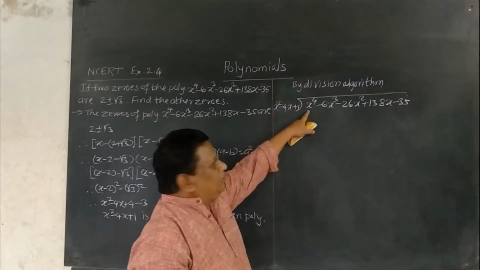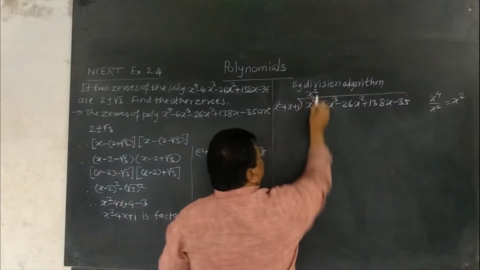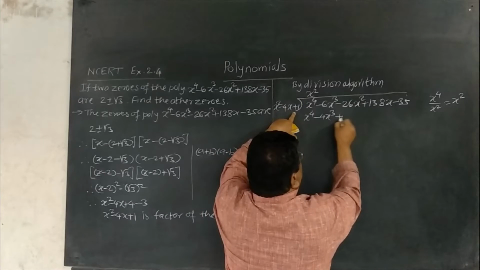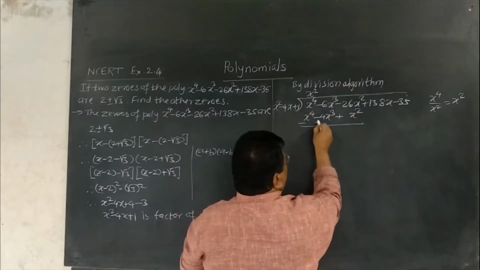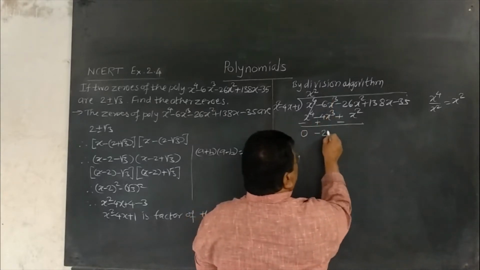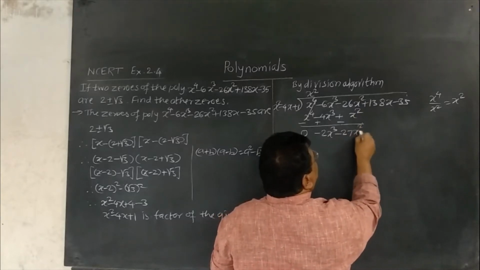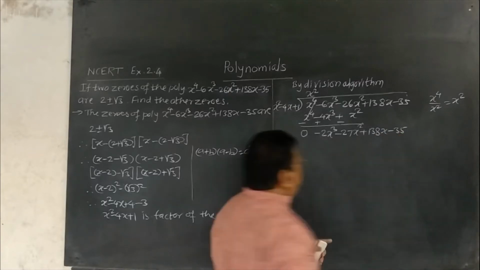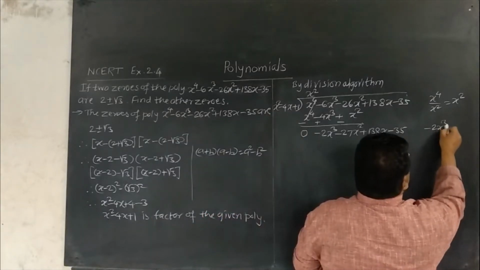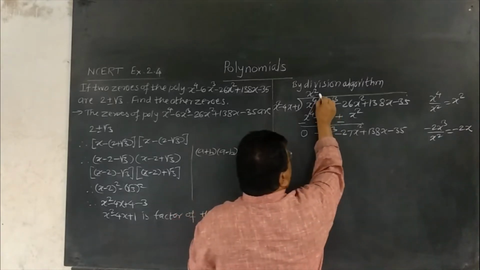Consider the first term of divisor and first term of dividend. So, x raised to 4 upon x square, that is x square. So, x square into x square, x raised to 4, minus 4x cube plus x square, changing the sign, minus plus minus 0, minus 6x cube plus 4x cube, that is minus 2x cube, minus 26x square minus x square, minus 27x square plus 138x minus 35. I can consider first term of this dividend and first term of divisor. So, minus 2x cube upon x square is equal to what? Minus 2x.